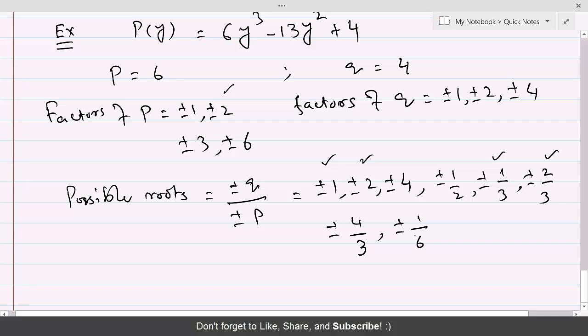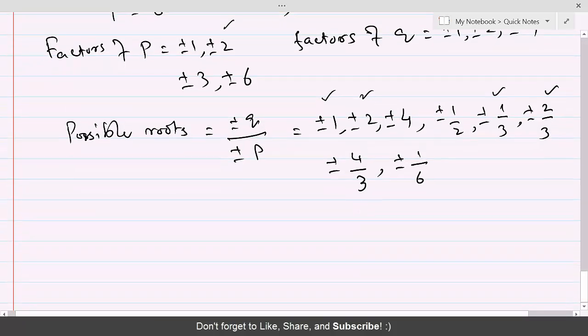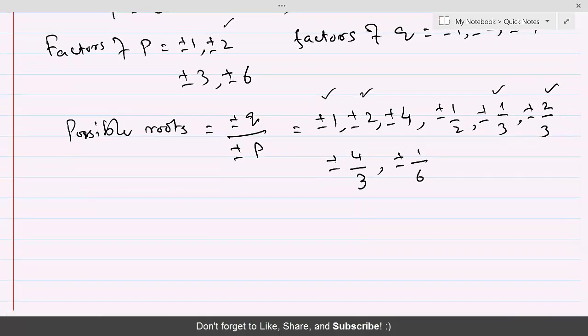Here we have 1, 2, 3, 4, 5, 6, 7, 8. 8, and 2 times that is 16. So there are 16 possible roots you are supposed to test. And only how many of them are going to give us the value 0 for the given polynomial? Only 3 of them. So this is quite a guessing game. Let's start with x equal to 1.